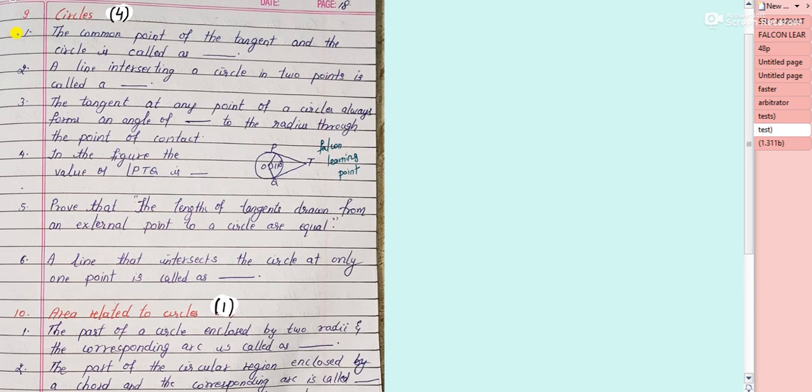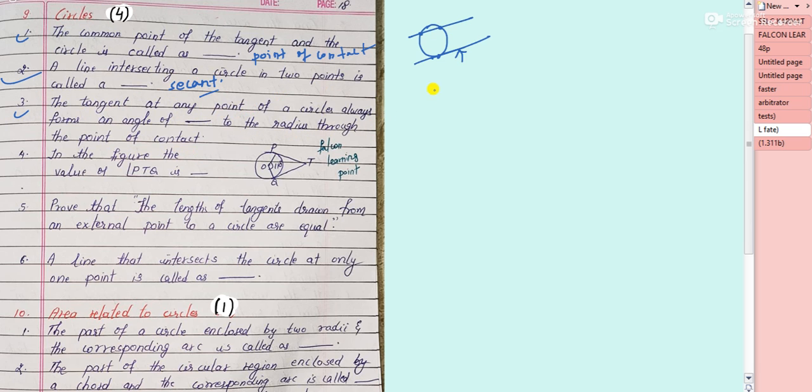Got it? So the first question is the common point of tangent and the circle. Tangent and the circle, the common point is called as what? It is called as point of contact. Remember, point of contact. Okay, next question is a line intersecting a circle in 2 points. In 2 points, what is that line called as? Yes, it is called as secant. And if it is only 1 point, then it is tangent.